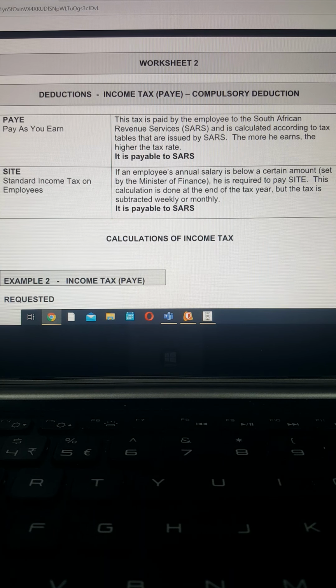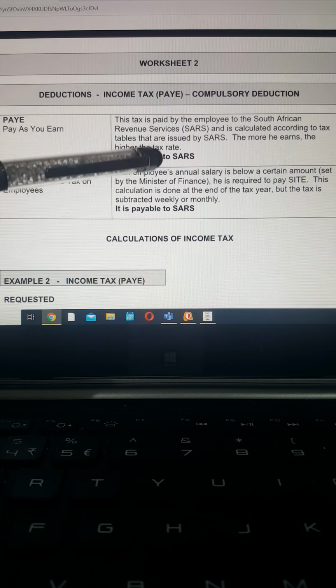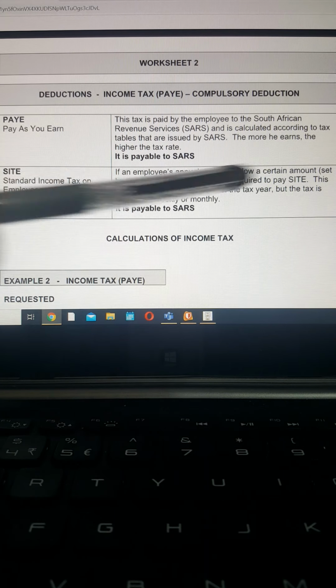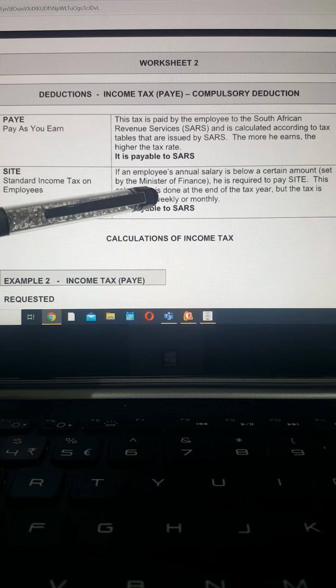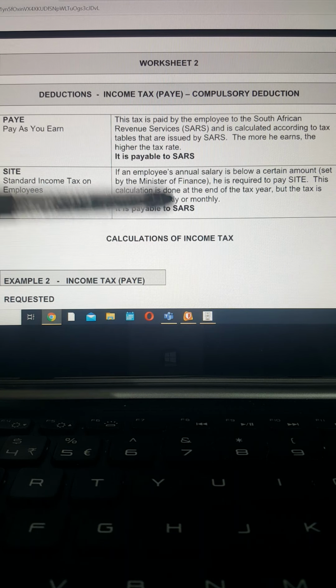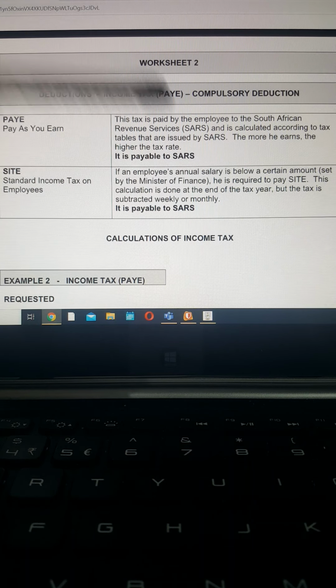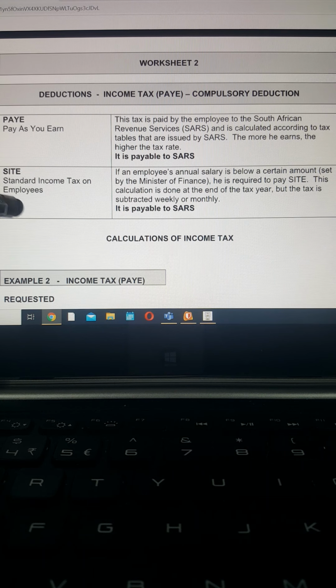Then SITE stands for Standard Income Tax on Employees. If an employee's annual salary is below a certain amount set by the Minister of Finance, he is required to pay SITE. This calculation is done at the end of the year, but the tax is subtracted weekly or monthly and also payable to SARS. So it's another way of calculating tax, and it's for a salary that's below a certain amount. So you have to know that it stands for Standard Income Tax on Employees, and we're going to see an example of how we calculate it on a table.